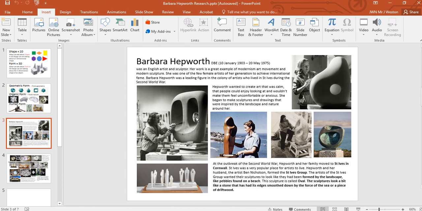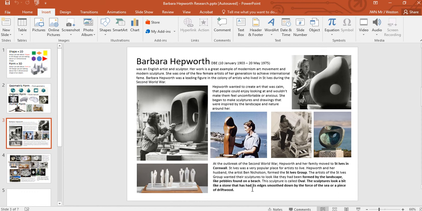So you're not just reading off lots of facts about her. There are only a few facts. I said it was an English artist and sculptor. Her work is a great example of the modernism art movement and modern sculpture. One of the few female artists of her generation to achieve international fame. She was a leading figure in the colony of artists who lived in St. Ives during the Second World War. And that's pretty much it as far as the facts about her go.